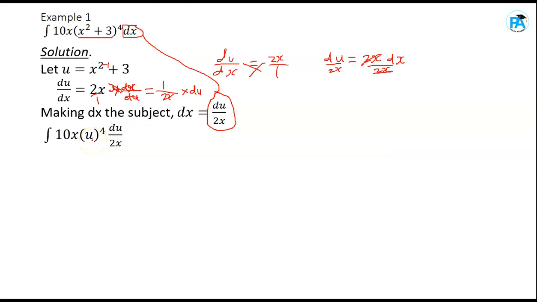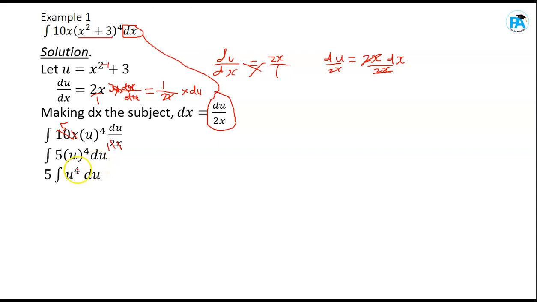Your main goal is to have u there and cancel out x totally. So you realize that this x cancels out this x, so it doesn't exist anymore. You don't want to have two variables together. One of them must give way. Do you get it? You must take away one of the variables. So this x has cancelled this x, so you now have one variable. And then 2 goes into itself once and into 10 five times, isn't it? So this will give you the integral of 5u exponent 4 du.